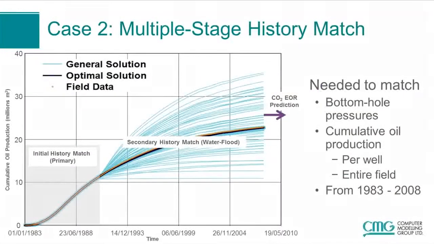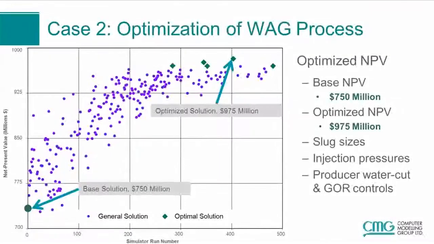So what I did for this case was a multi-stage history matching. I matched the primary production data as well as the secondary production data. The bottom hole pressures and the cumulative oil production for each well, as well as for the entire field, were matched from 1983 to 2008. Then I used this history matched model to run the optimization for WAG processes.